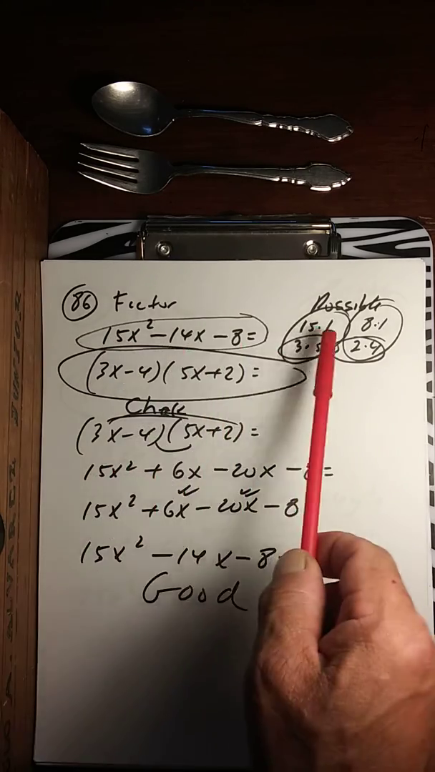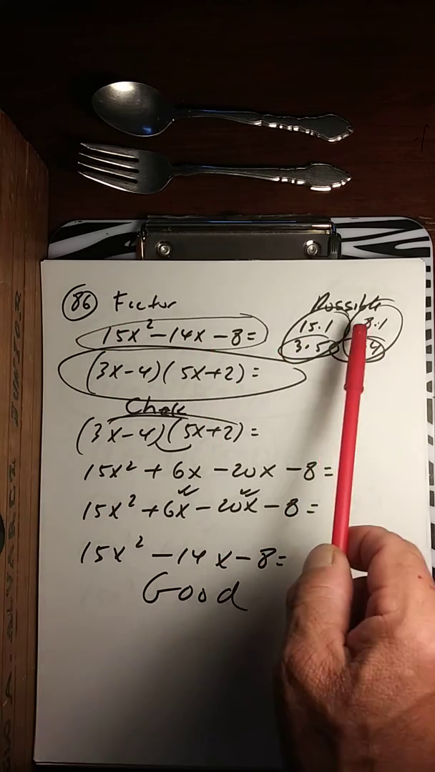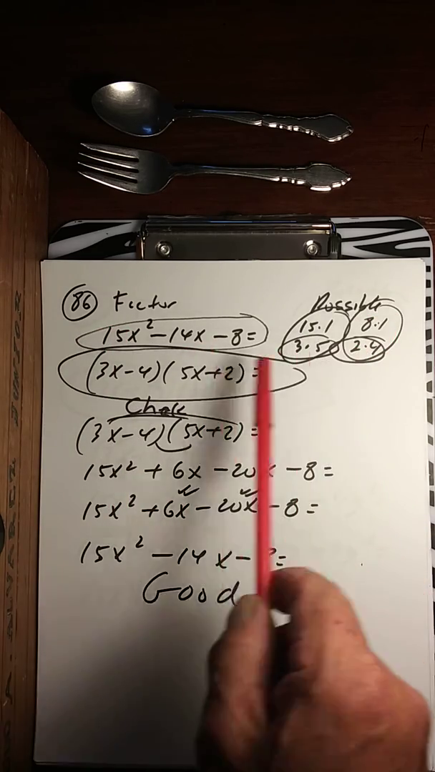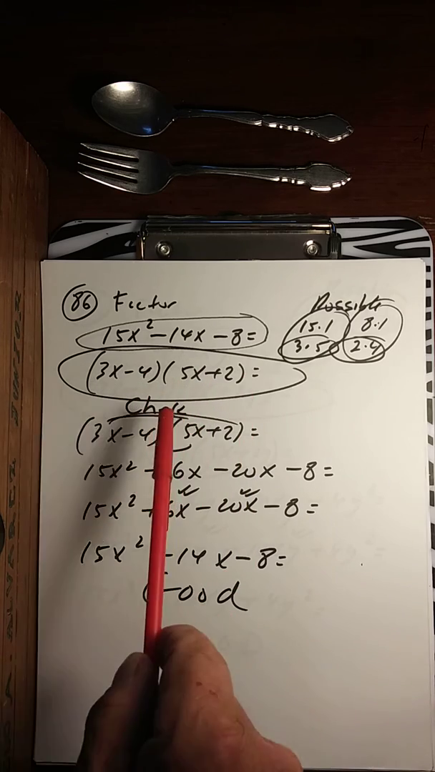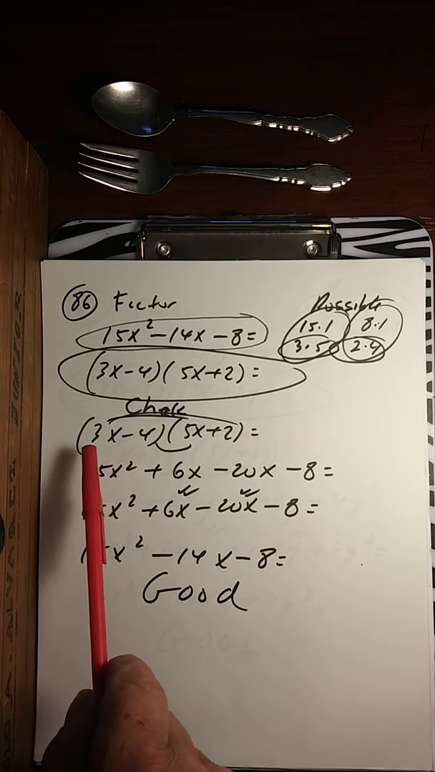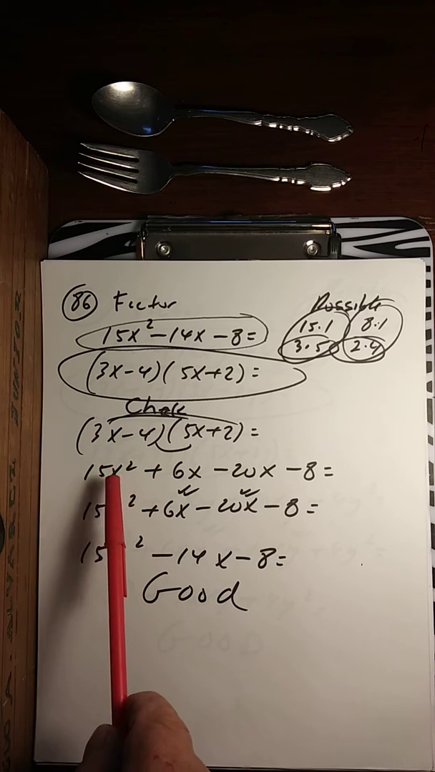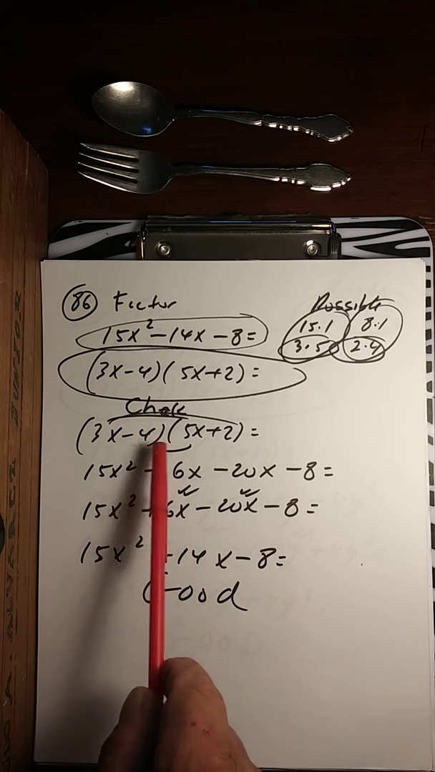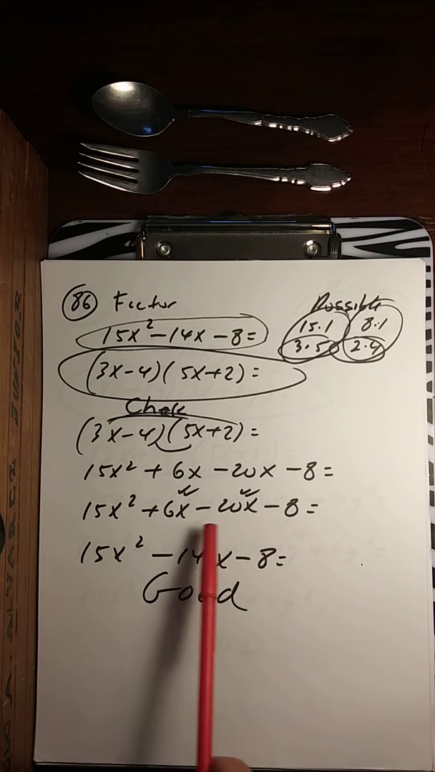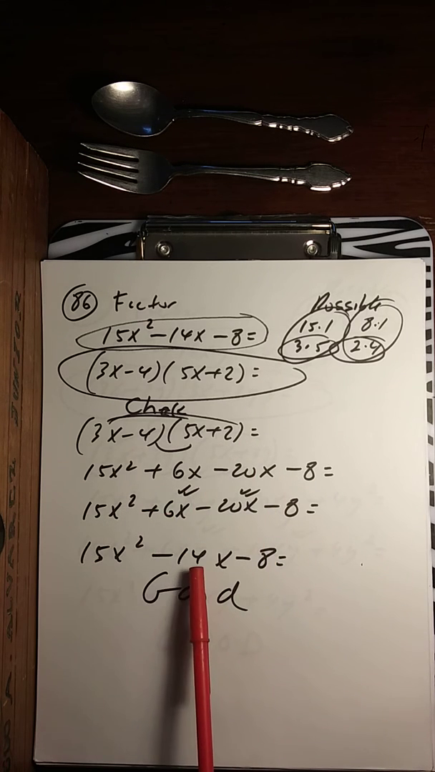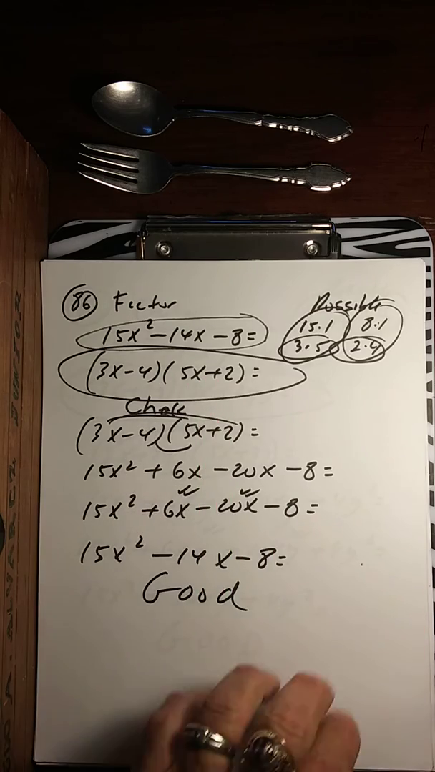Factor this one. Again, all the factors are 15, 1, 3, 5 for this one, and 8, and 1, 2, and 4. We're going to go with these numbers here. I think this is what it is: 3x minus 4, 5x plus 2. And check it always. Check it. That turns out is 15x squared, 6x, minus 20x, and minus 8. So we put these together: 15x squared minus 14x minus 8. Yes, it works. Check it.